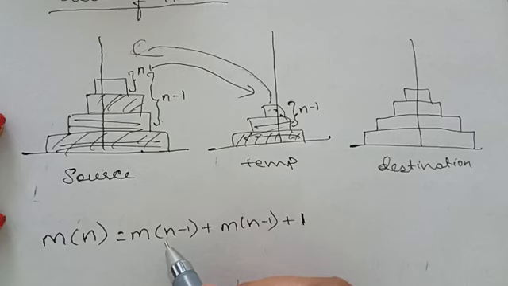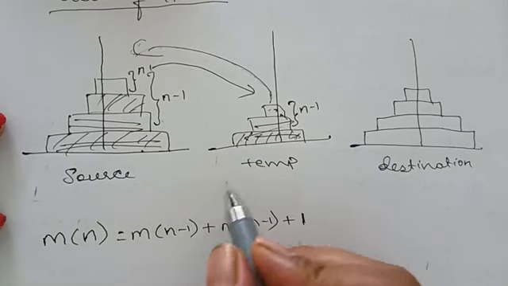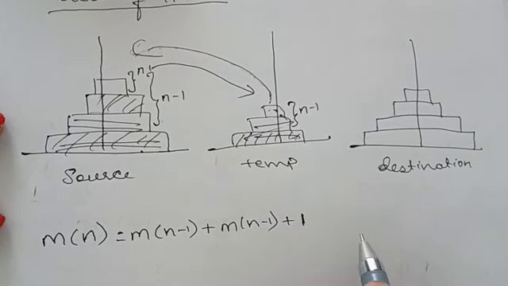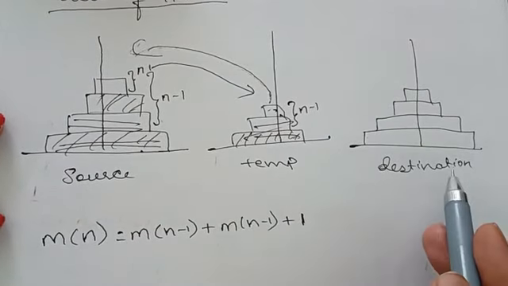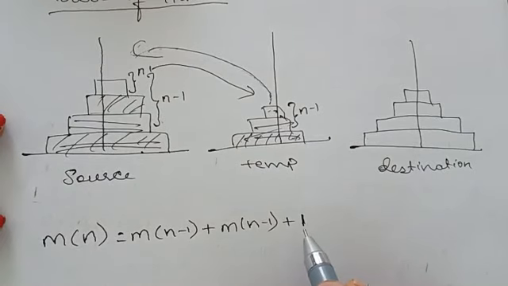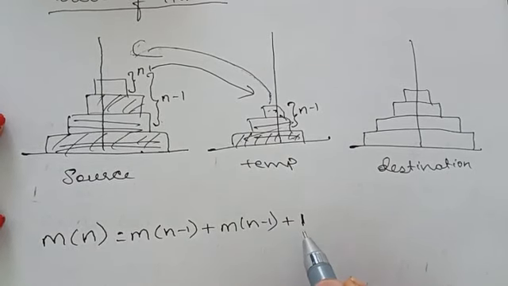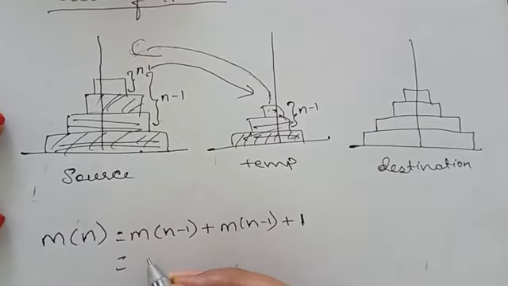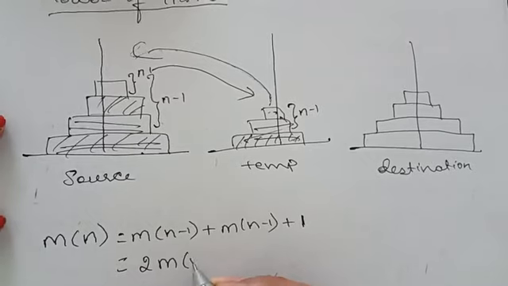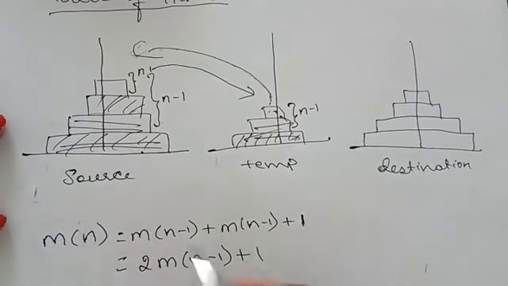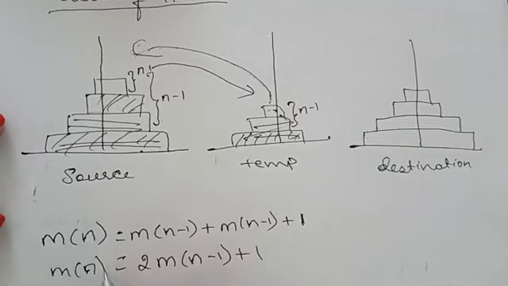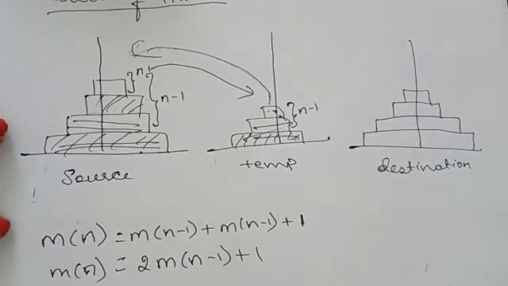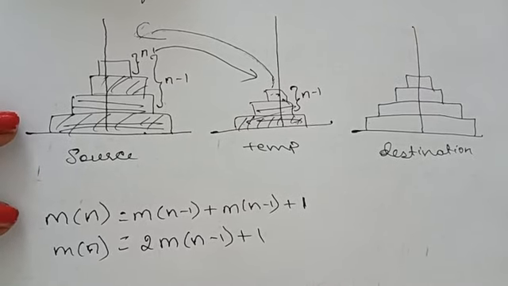From source to temp I am always moving n-1. From temp to source also I am moving n-1 always. And from temp and source to destination I am always moving only one disk, so it is plus 1. This is the general form. In generalized form I can write it as 2 into M of n-1 plus 1. M of n is equal to 2M of n-1 plus 1. This is how I can write it, is it not?